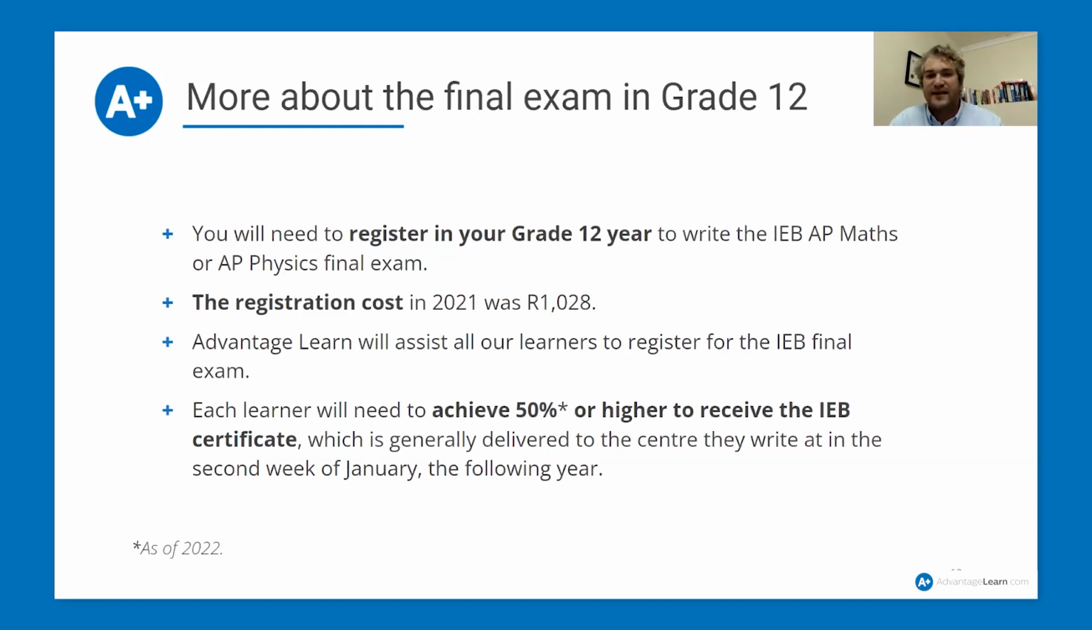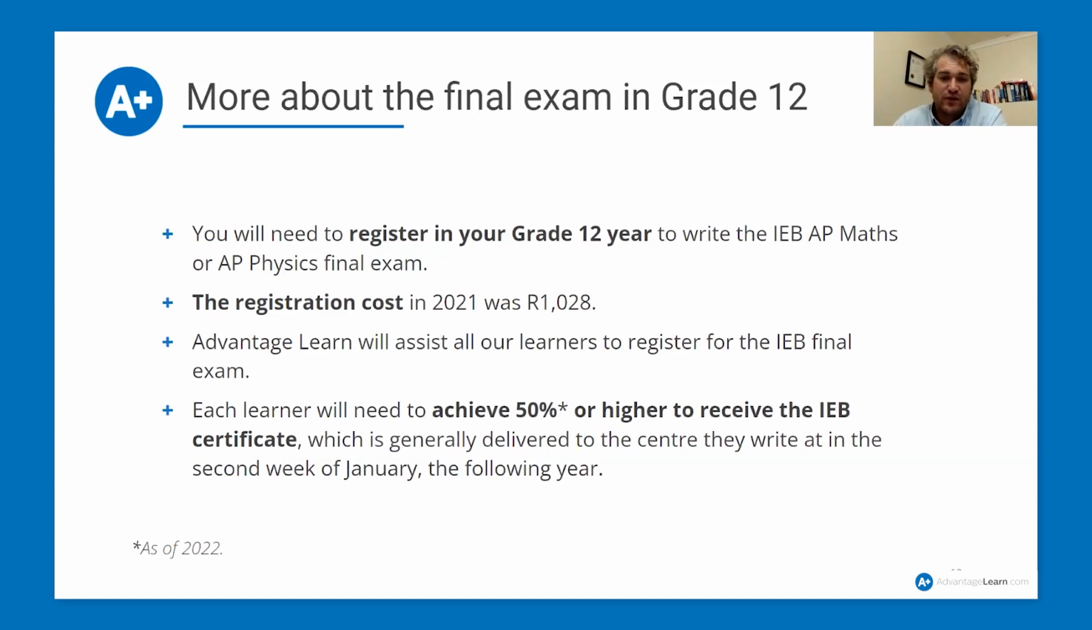In terms of the final exam in grade 12, you will need to register in your grade 12 year to write those exams. The registration cost in 2021 was 1,028 Rand per program, and that generally escalates by an inflationary amount each year. So just to give you a line of sight on costs there, we assist all our learners to ensure that they are registered for the IEB final exam and that they have an examination writing center.